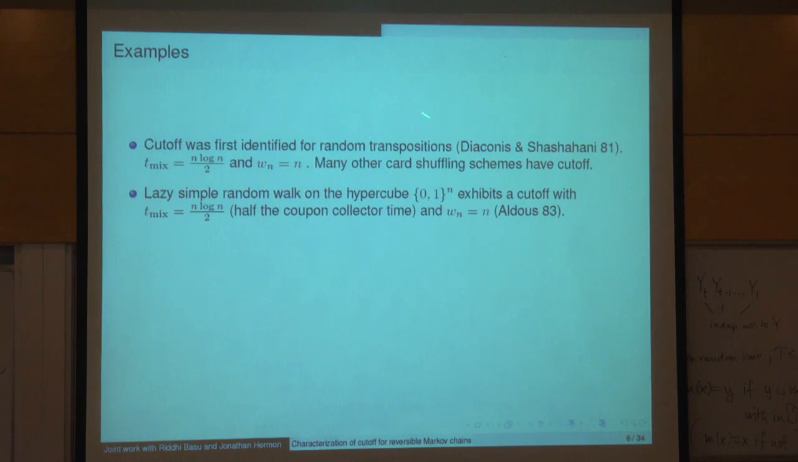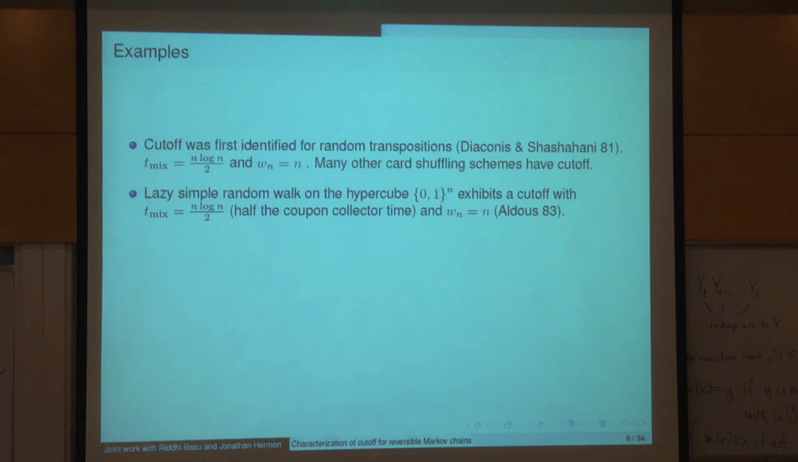The mixing time for random transpositions is n log n over 2, and the cutoff window is n, and a lot more precise information was obtained. Remember, you pick 2 cards at random, one with your left hand, one with your right hand, and swap them. You might pick the same card, which gets rid of the periodicity.